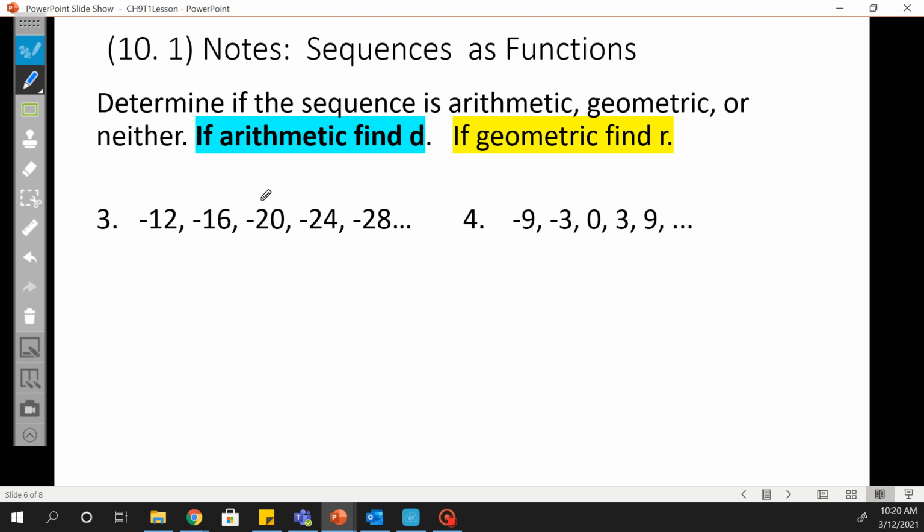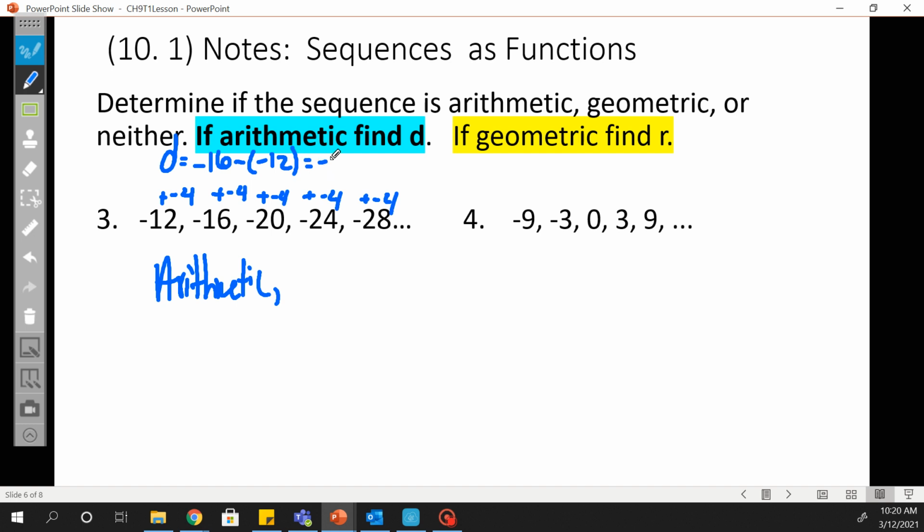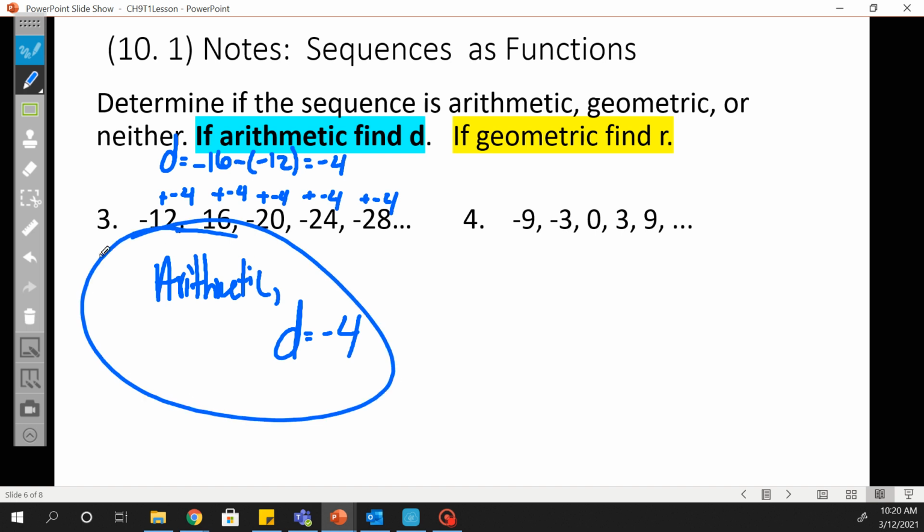Next, we have negative 12, negative 16, negative 20, negative 24, and negative 28. We can see that each time we are adding negative 4. So we're arithmetic, and we can determine that common difference by taking one term and subtracting the previous term. So we could do negative 16, and we could subtract negative 12, which would give us, of course, negative 4. So our common difference is negative 4.